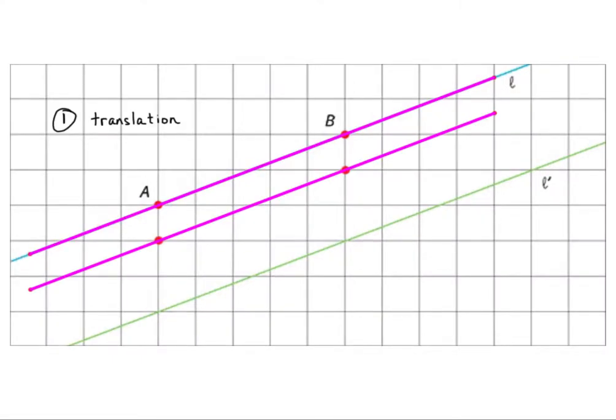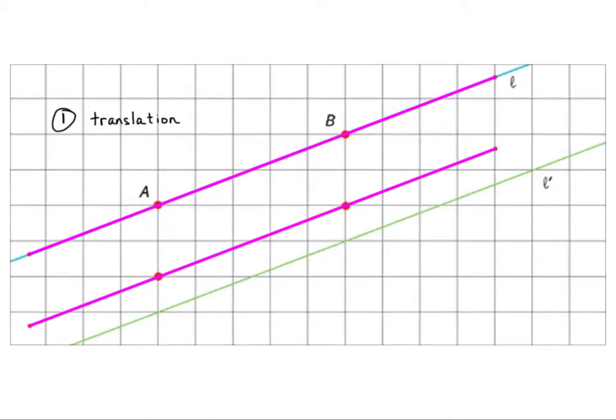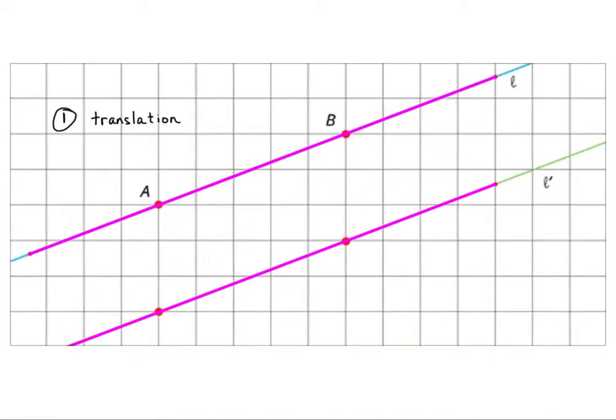All right, so let's look at a translation first. The translation is pretty easy. You're just going to move this 1, 2, 3 units down, A and B, and that's going to move line L to line L prime. Just move it down, and you've translated line L to L prime.